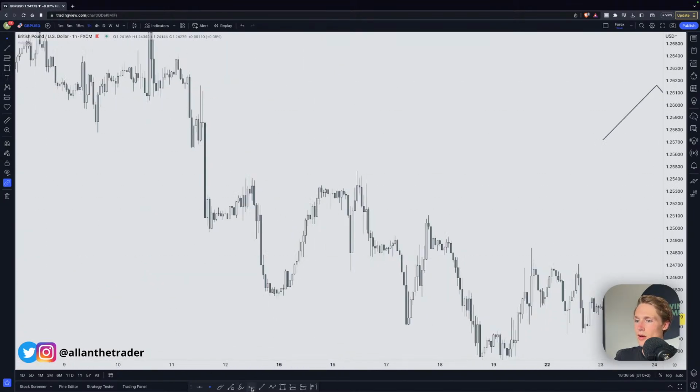So I see this movement downwards, for example. It's a really long candle, so that means it's a rapid price movement. This one as well, in my opinion.